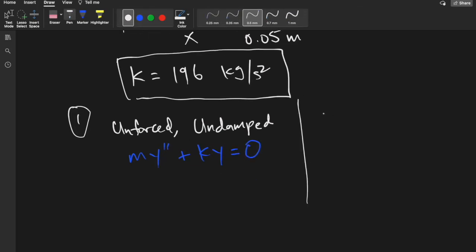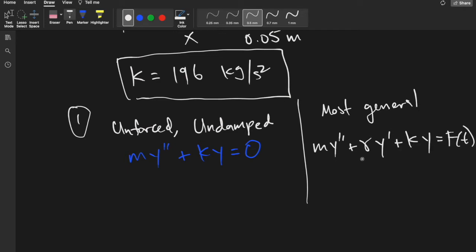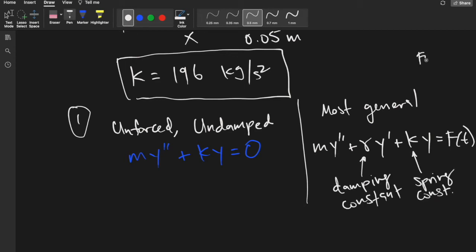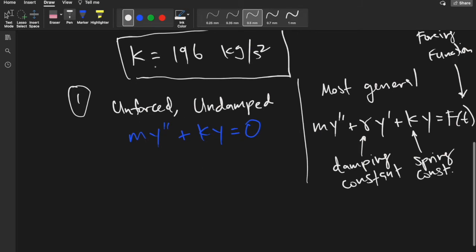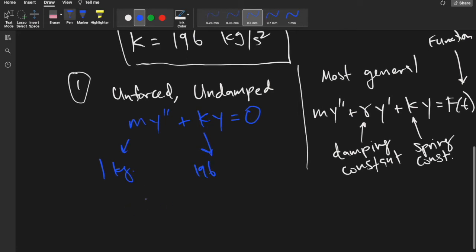The most general form of this equation is my'' + cy' + ky = f(t), where c is our damping constant, k is our spring constant, and f(t) is our forcing function. Here we have no damping, so this is 0, and we have no forcing, so this is also 0. So we get this equation here on the left. We know m is 1 kilogram, and we know k is 196. So just plugging in values.